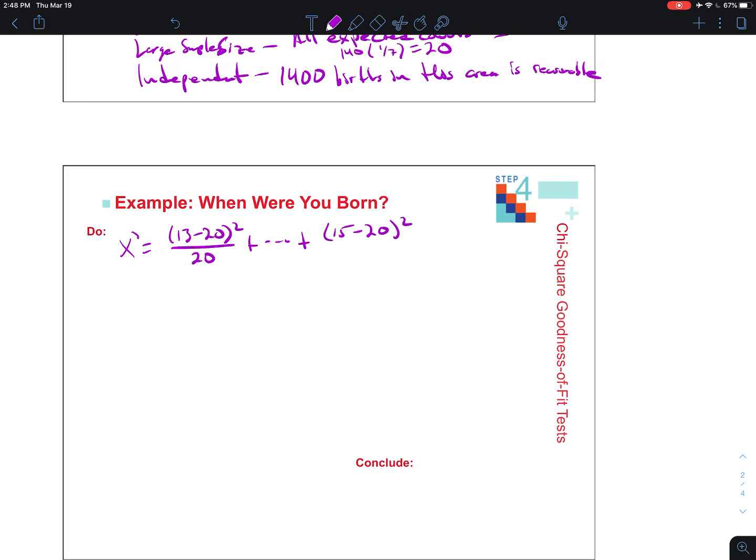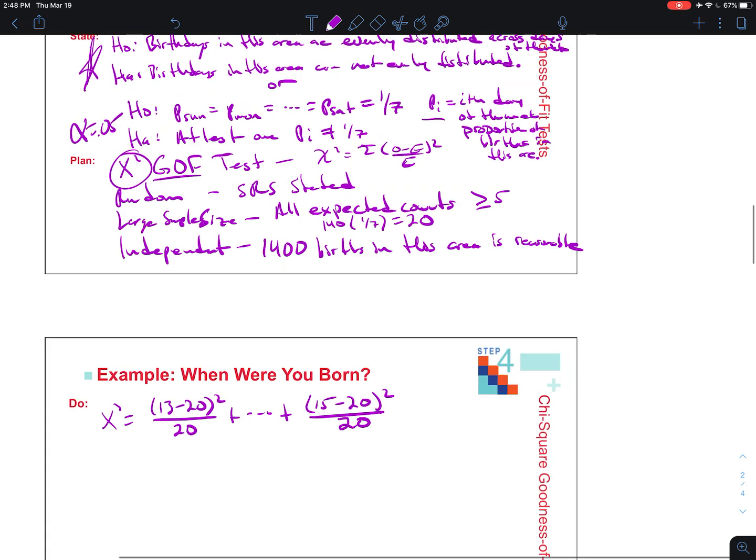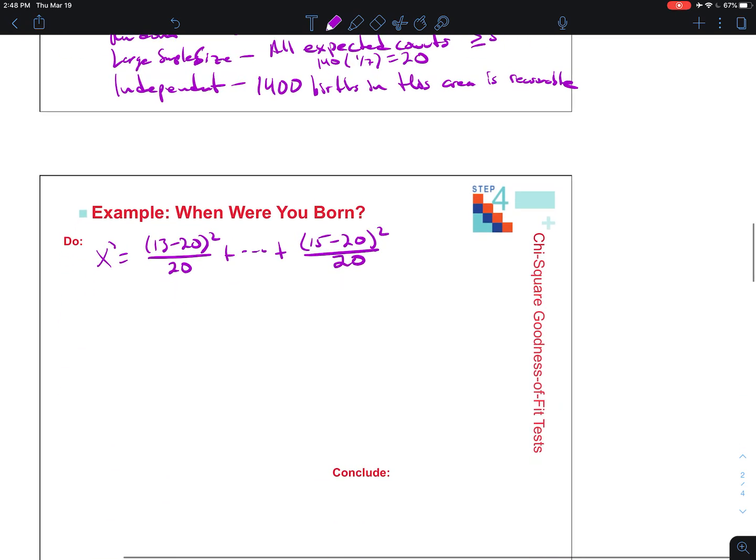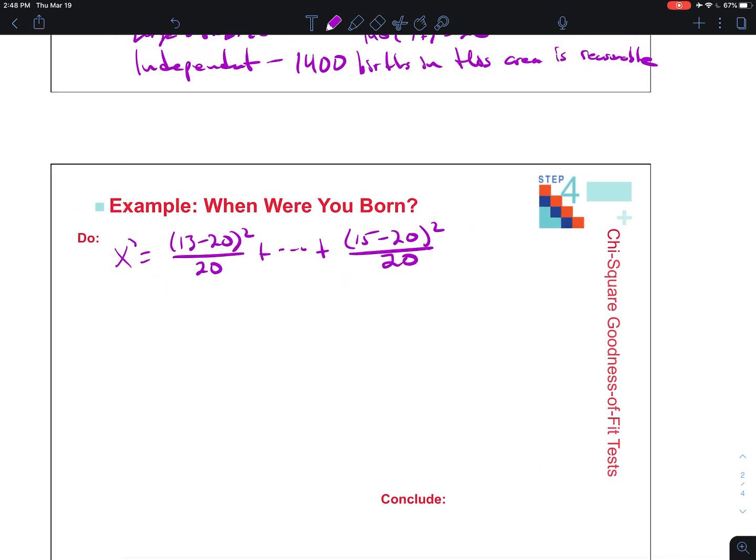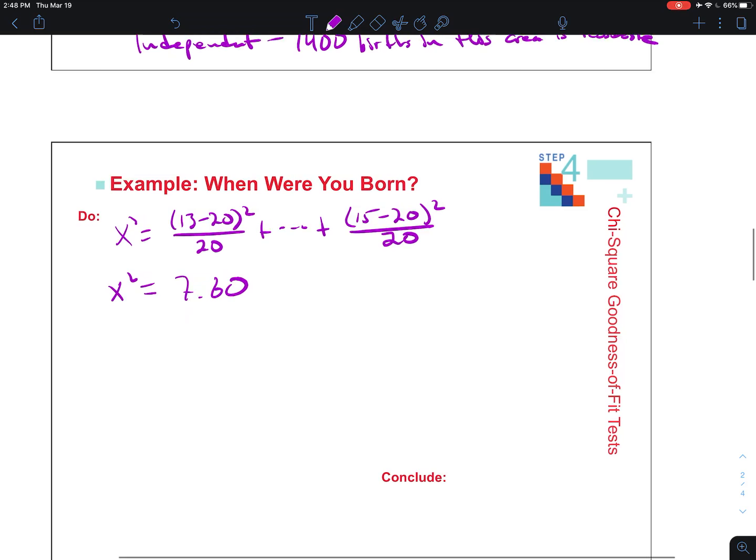And we're going to jump straight to the last one, which was Saturday. And there were 15 of those. So it's the sum. You start at the beginning, go to the end. That's enough for me. And either you could do it using your lists on your calculator, or really knock it out by hand, or use the goodness of fit test on your calculator, but you should get a chi-square statistic of 7.6.